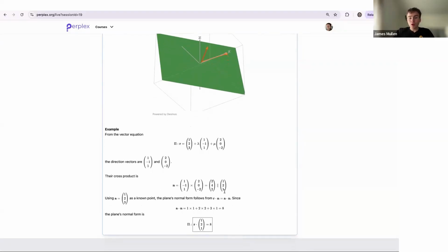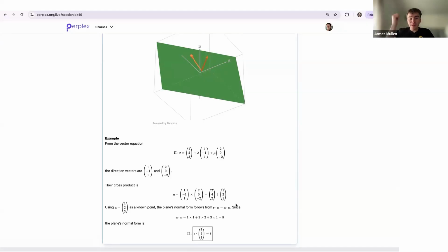Now, if (1, 2, 1) is the perpendicular vector, the normal vector to the plane, I can take the point (1, 2, 3), which I know is in the plane because it's here. So (1, 2, 3) is in the plane, and if I take A dotted with my normal vector, I get 8, all right? And that means that any point in the plane is going to have to satisfy that when I take r dotted with (1, 2, 1), it is going to be equal to 8.